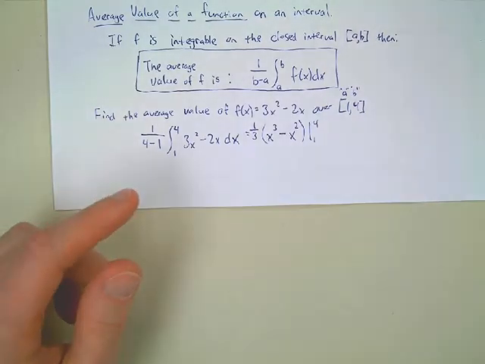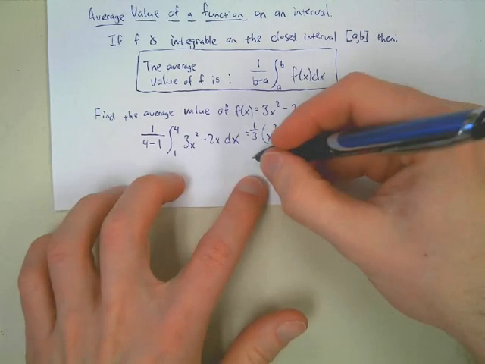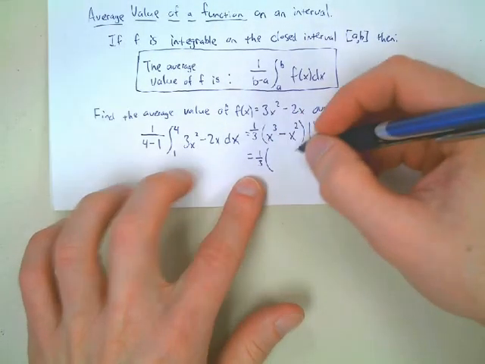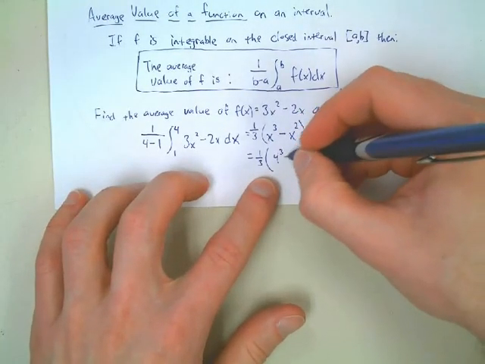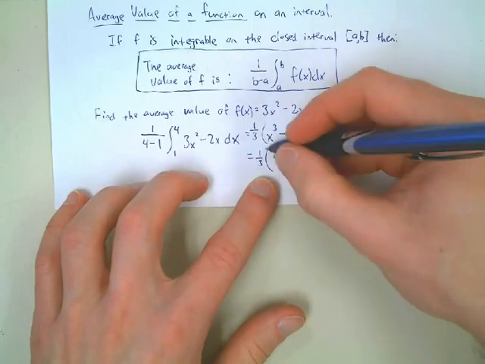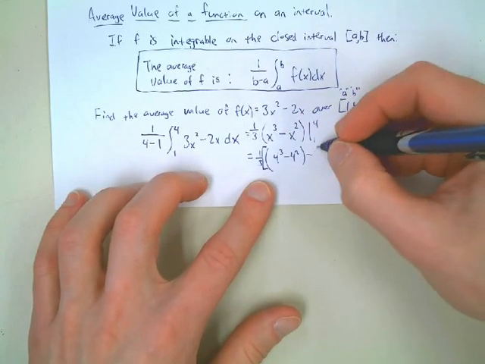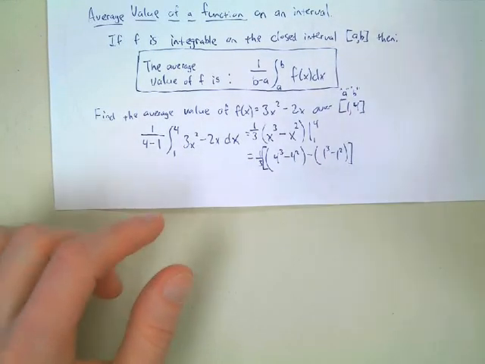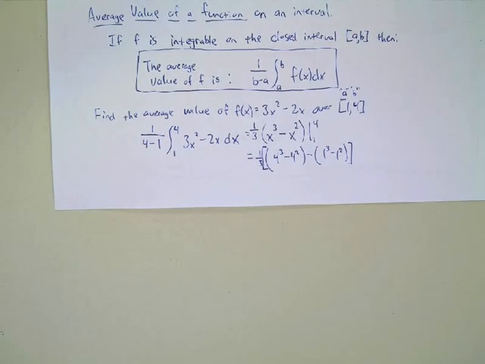All right. And so let's see here. It'll be 1/3 times 4 cubed minus 4 squared, minus 1 cubed minus 1 squared.